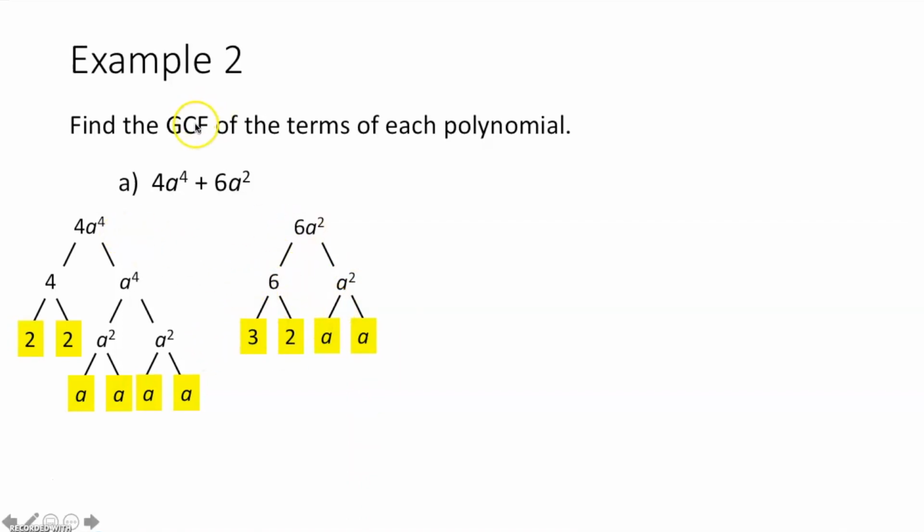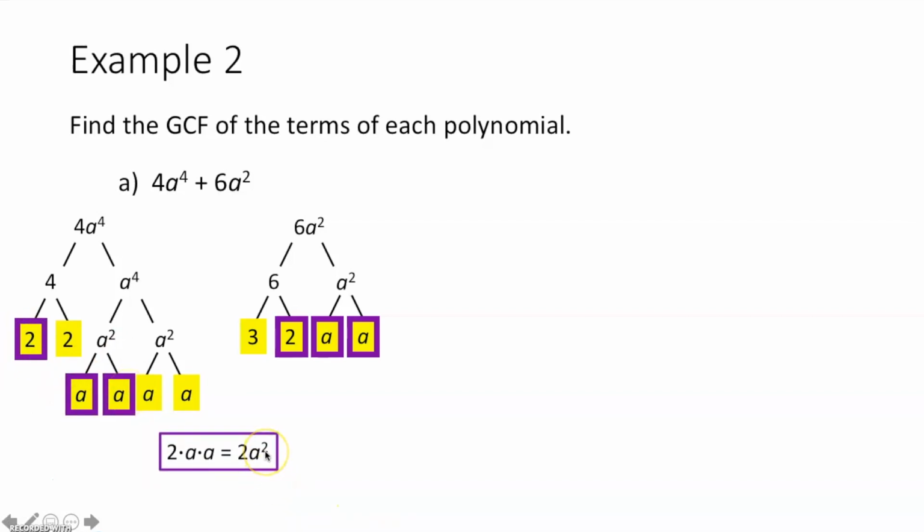So to find the GCF, we just see what prime factors or variables they have in common. They have a 2 in common, and they have 2 a's. So to figure out what the GCF is, you just multiply those together. What's 2 times a times a? That's 2a squared. 2a squared is going to be the GCF of 4a to the 4th and 6a squared. And you can see that 2a squared actually divides evenly into each of those numbers.